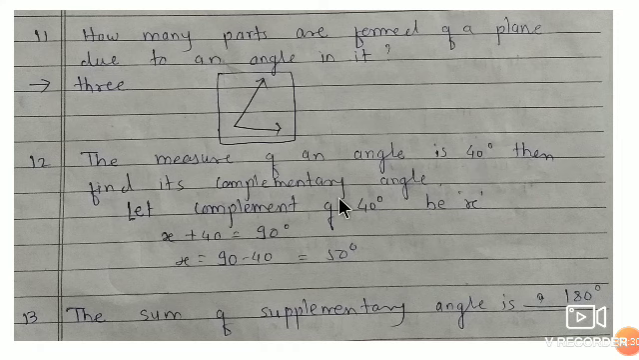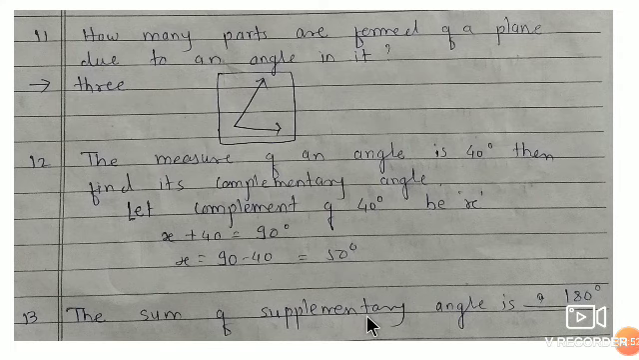The measure of an angle is 40 degrees. Then find its complementary angle. You know that the sum of complementary angles is 90 degrees. So let the complement of the given 40 degrees be x. So we can write the equation like this: x plus 40 is equal to 90. After calculating, you will get 50 degrees as the answer.